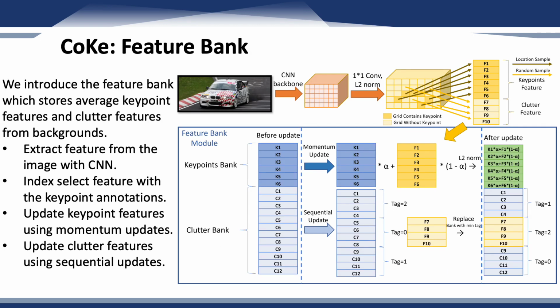Here is CoKe's pipeline. We first introduce a feature bank, which stores the average keypoint features and clutter features from the background, and then we perform contrastive loss on the stored keypoints and clutter to make every keypoint independent from each other and also independent from the clutter. We first extract features and do a momentum update for the keypoint bank and a sequential update for the clutter bank.